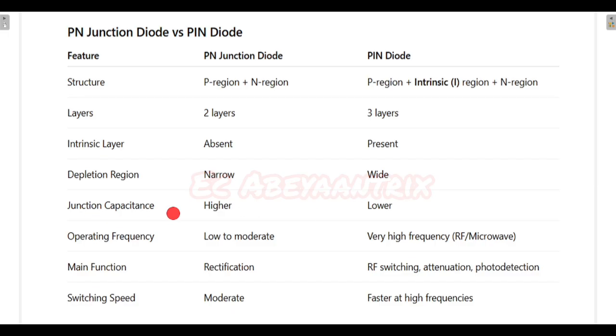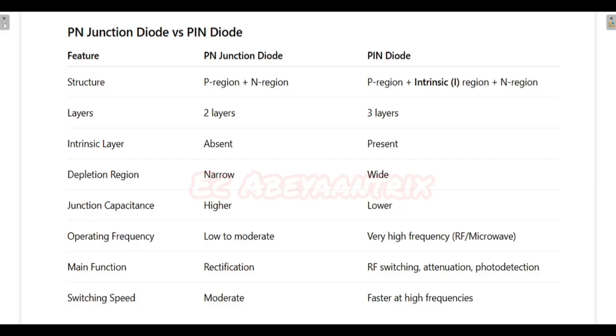And coming to junction capacitance, in PN junction diode it will be higher, and in PIN diode it will be lower. This point is also very important. PIN diode offers lower junction capacitance, because the width of the depletion layer will be high.